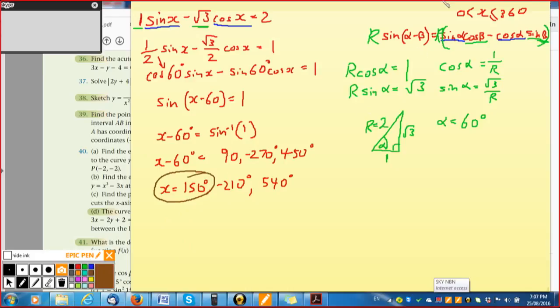But does that make sense? Yep. With the auxiliary angle formula, you're using the compound angle formula for sine or cos, and you've got some value R, which is going to act as your hypotenuse. Got it? Yeah. Good.